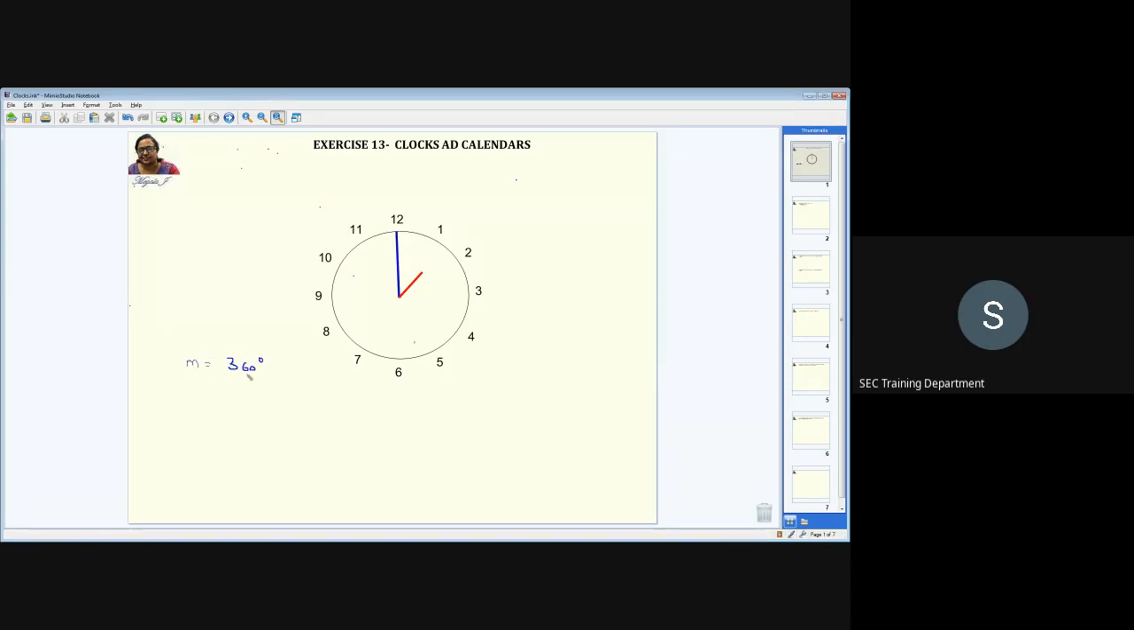360 degrees. And what is the time taken for this minutes hand when it covers 360 degrees? What is the duration? 12 hours? Is it 12 hours? No. The minutes hand starts from this 12. It makes one full rotation and comes back again to 12. What is the duration?